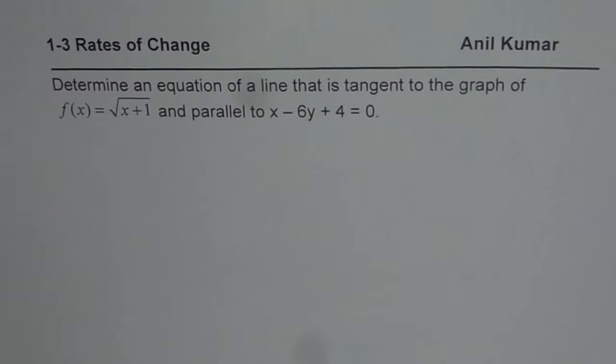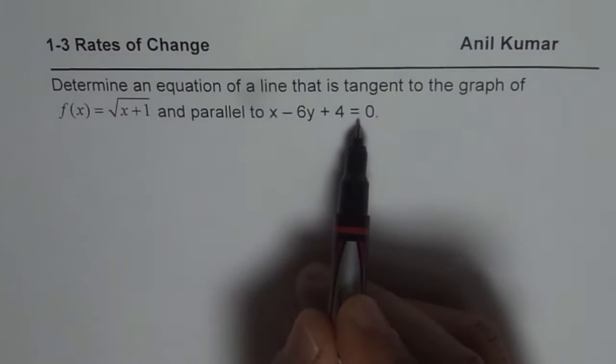I'm Anil Kumar, and here is a very important question on rates of change. The question here is, determine an equation of a line that is tangent to the graph of f of x equals square root of x plus 1 and parallel to x minus 6y plus 4 equals 0.